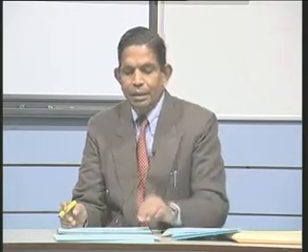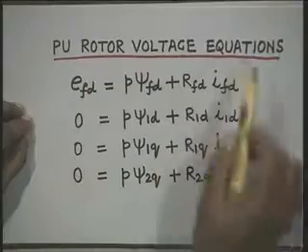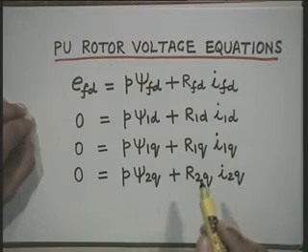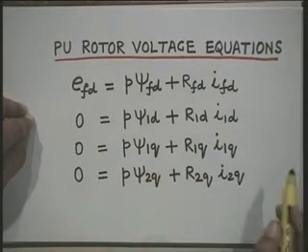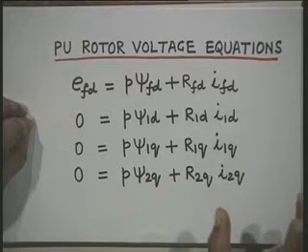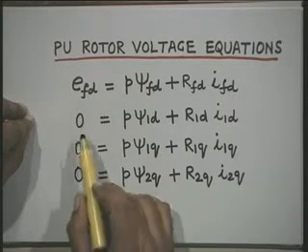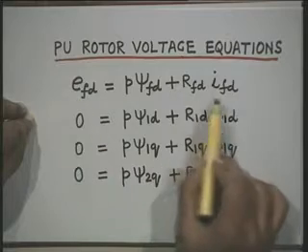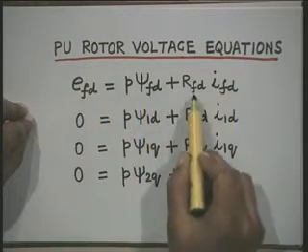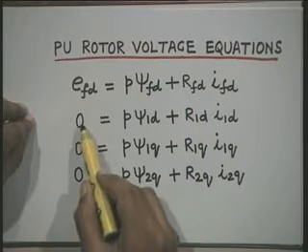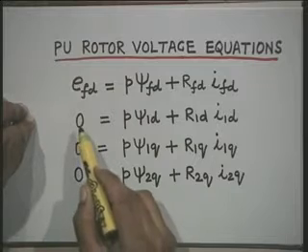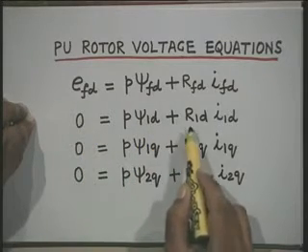The second set of equations are the per unit rotor voltage equations. Here, while writing the per unit rotor voltage equations, I have considered one amortizer on the d axis and two amortizers on the q axis. The field winding circuit voltage equation is EFD equal to P psi FD plus RFD IFD. Similarly, the equations are written for amortizers: 0 equal to P psi 1D plus R1D I1D.